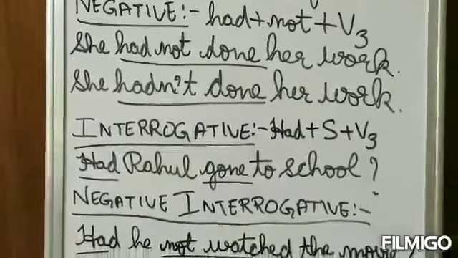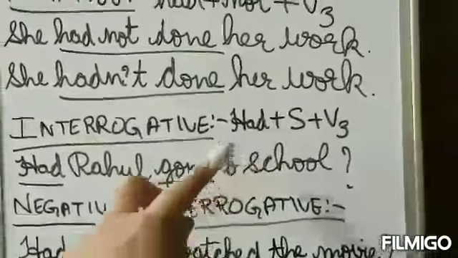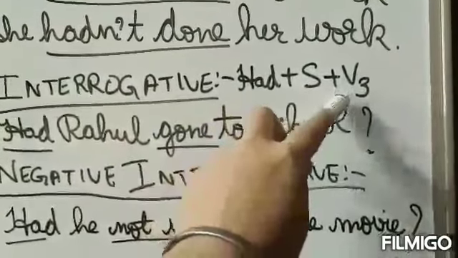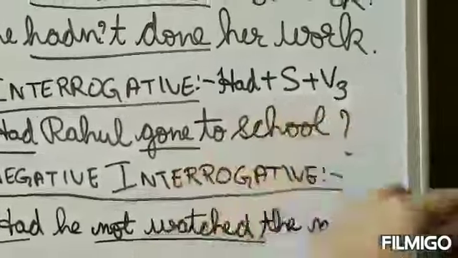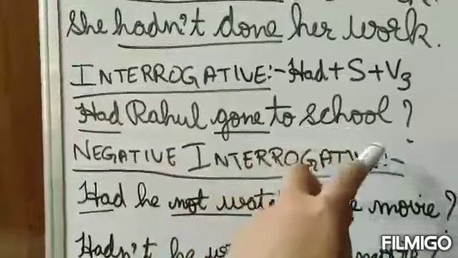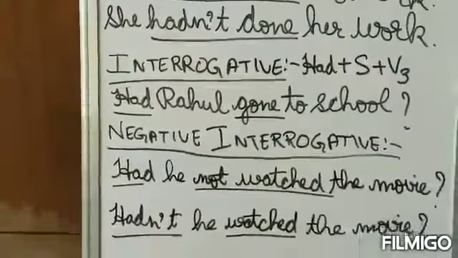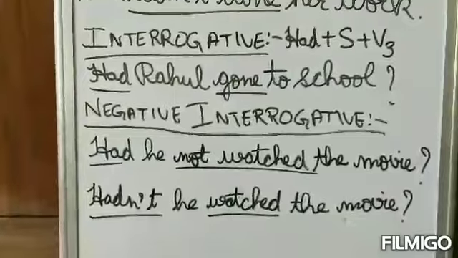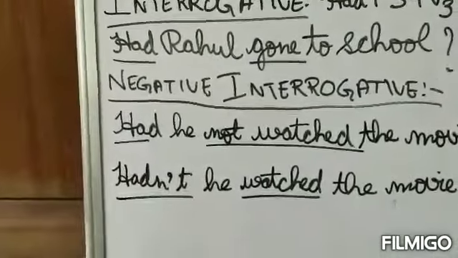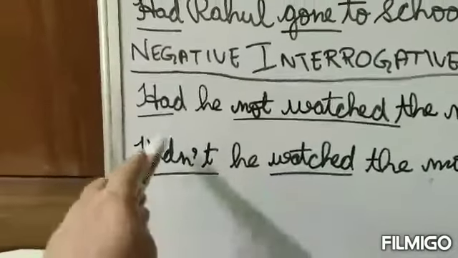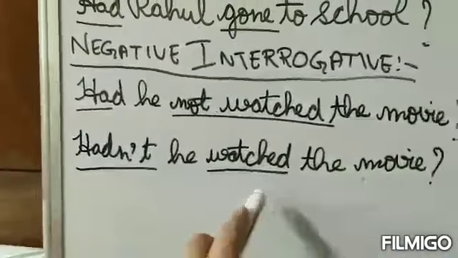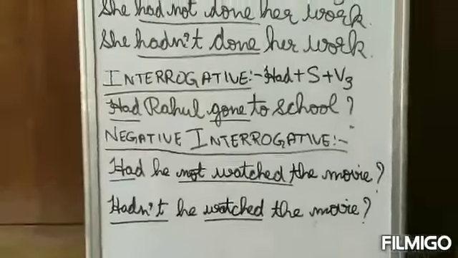How to write interrogative sentences then? The structure of the sentence would be had plus subject of the sentence plus the third form of the verb and the rest of the sentence. Had Rahul gone to school? Then how to form negative interrogative sentences? In negative interrogatives, as you remember, not will be introduced. Had he not watched the movie, or hadn't he watched the movie?